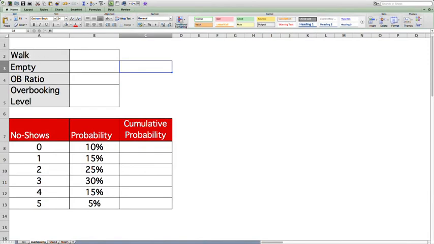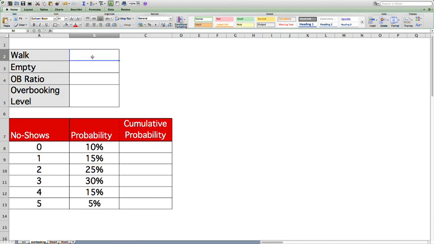So you can see here I've got a table up here that's got the cost of walking and empty rooms. So we're going to be entering information for that. There's the overbooking ratio. I just abbreviated it as OB ratio, but it's overbooking ratio. That's what we're going to be calculating. The overbooking level is what we're going to be coming up with. And then you can see here's the distribution of no-shows, same things you've seen before. And I've added in a third column here. It's the cumulative probability. Okay, and so that's what we're going to have to go through and put those numbers in.